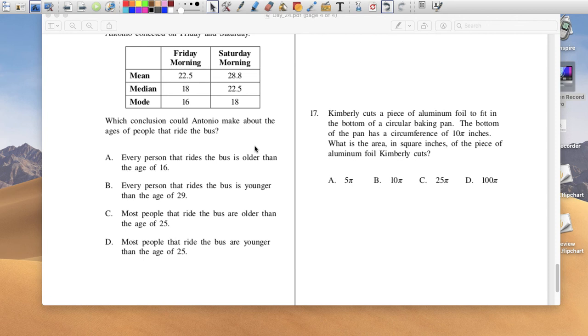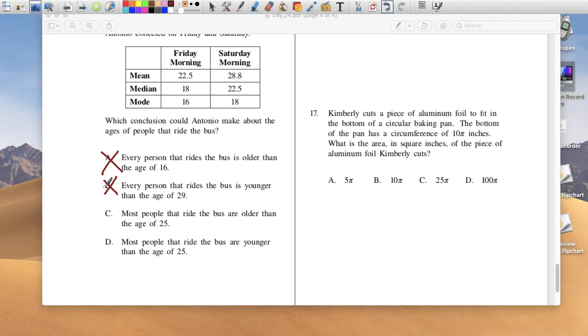Which conclusion could you make about the ages of the people that ride the bus? Every person that rides a bus is older than the age of 16. No, I don't know that. Just the fact that I had people who are 16, this says that everyone was older than 16. No, some people were 16 even. Every person that rides the bus is younger than the age of 29. Also not true. I don't know that.